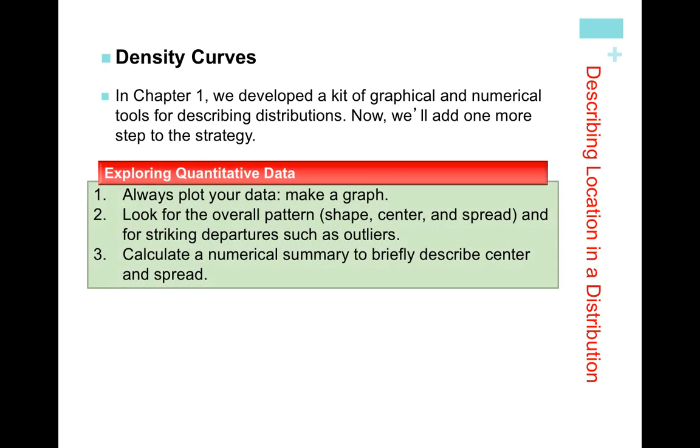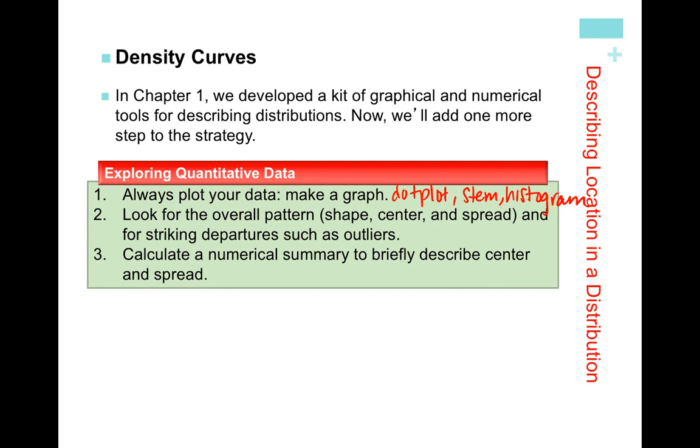In chapter 1, we talked about these things. We said that we always plot our data, so we want to make a graph, something like a dot plot, a stem plot, or maybe a histogram. You can make box plots, especially if you're checking for outliers, but box plots make it difficult to really pin down that shape. So one of these 3 up here is probably your best bet.